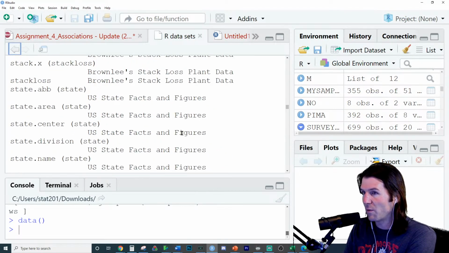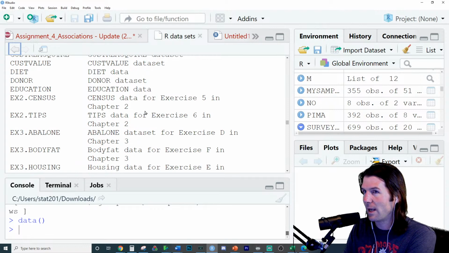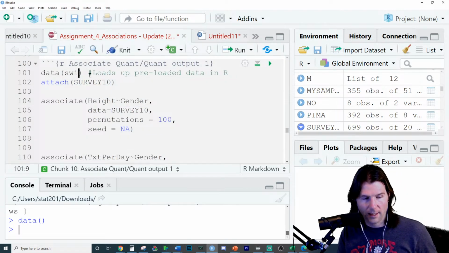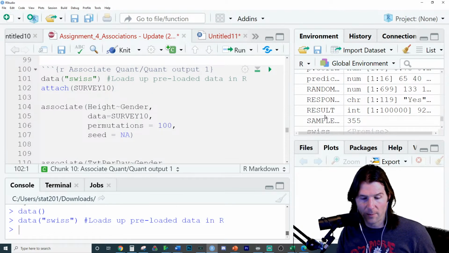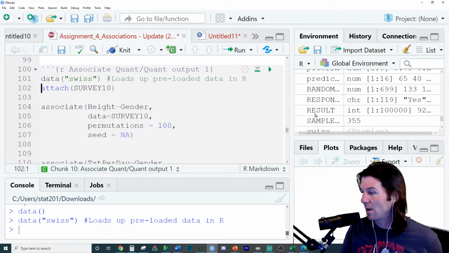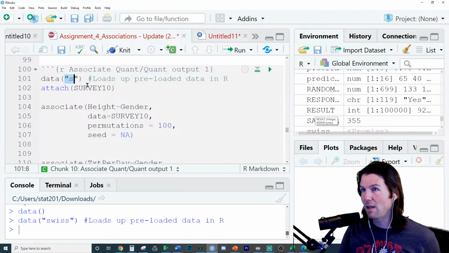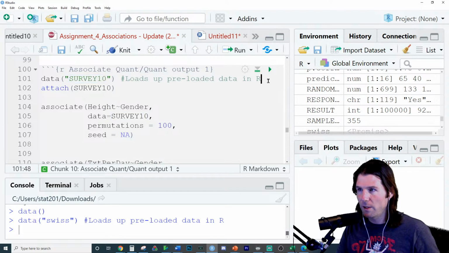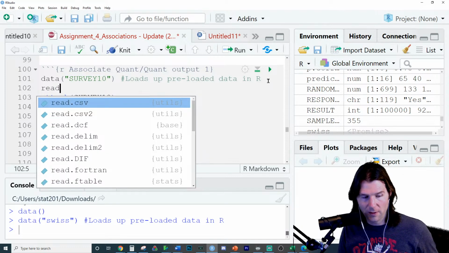These are all the data frames that are pre-installed. This is not like reading in a file. These are all kind of in the background, hanging out, like Swiss. So you can go right here and type Swiss, and you can load up the Swiss data frame, and now the Swiss data frame is loaded in. This is not like an Excel file. If you want to read in a file, you have to go to read CSV.